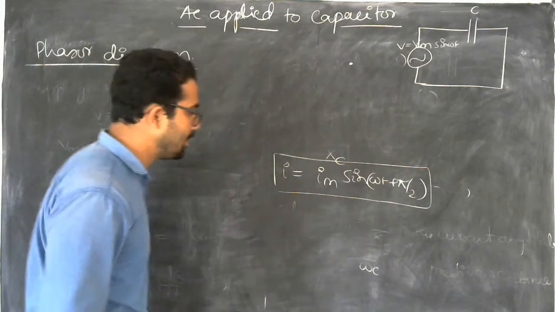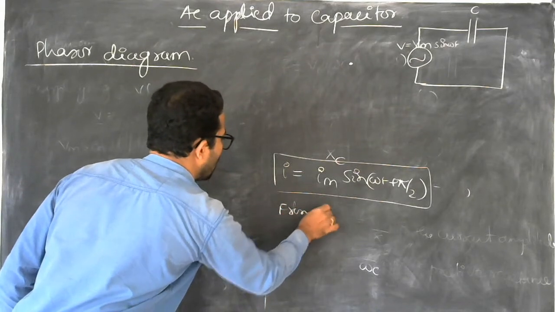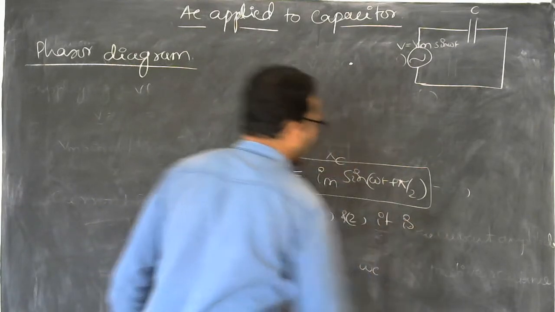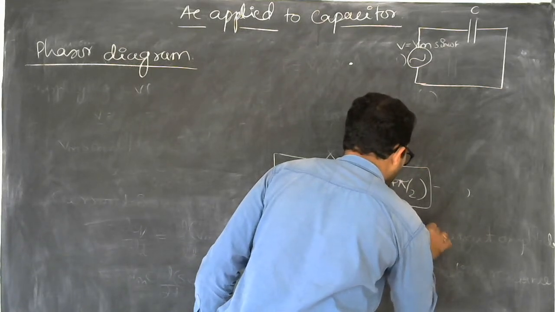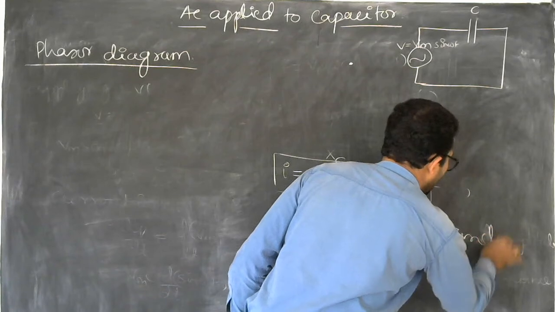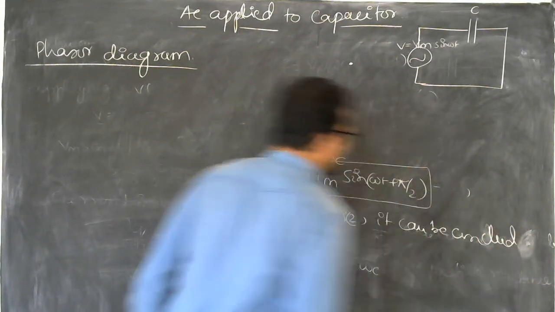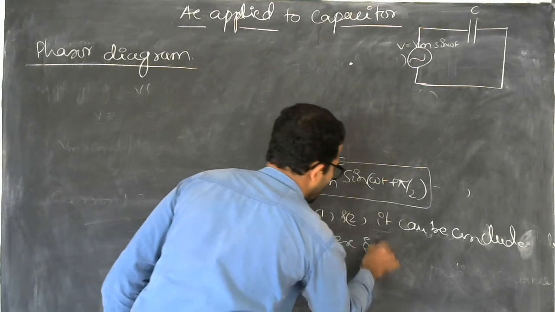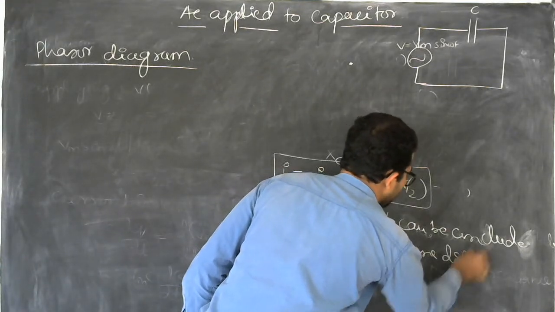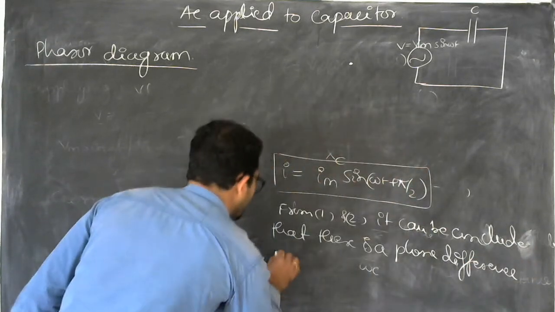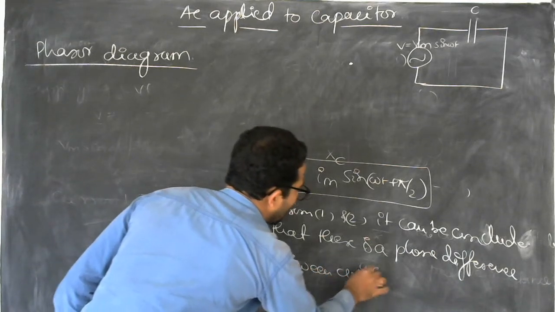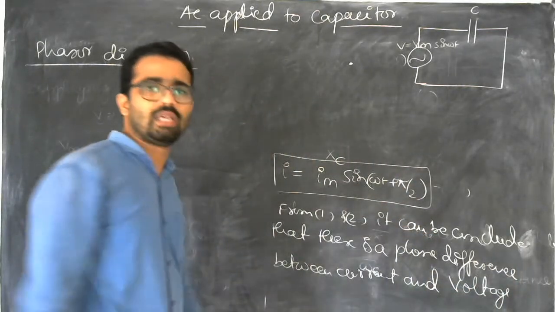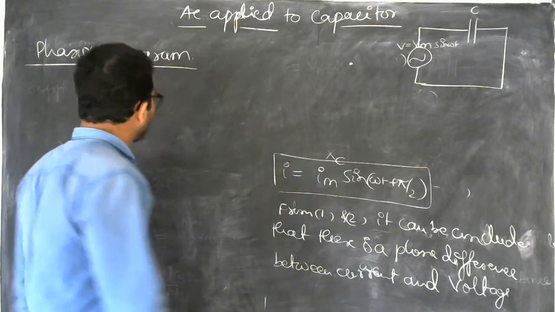One sentence I should add here. From this, it can be concluded that there is a phase difference between current and voltage. How much phase difference? It is pi by 2. A 90 degree phase difference will be there. Now let's see the phasor diagram.